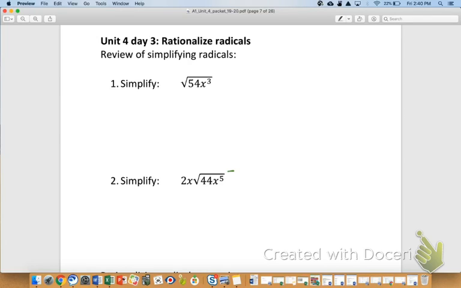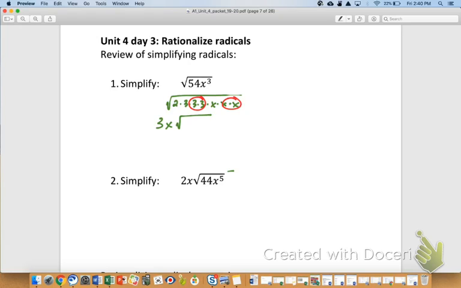If you're going to do the prime factorization here, this is 2 times 3 times 3 times 3. And the x cubed is x times x times x. So here you've got a pair of 3's and a pair of x's. Remember, if you've got a pair of 3's on the inside, it comes out as a single 3. So it would be 3. And you got a pair of x's that comes out as a single x.